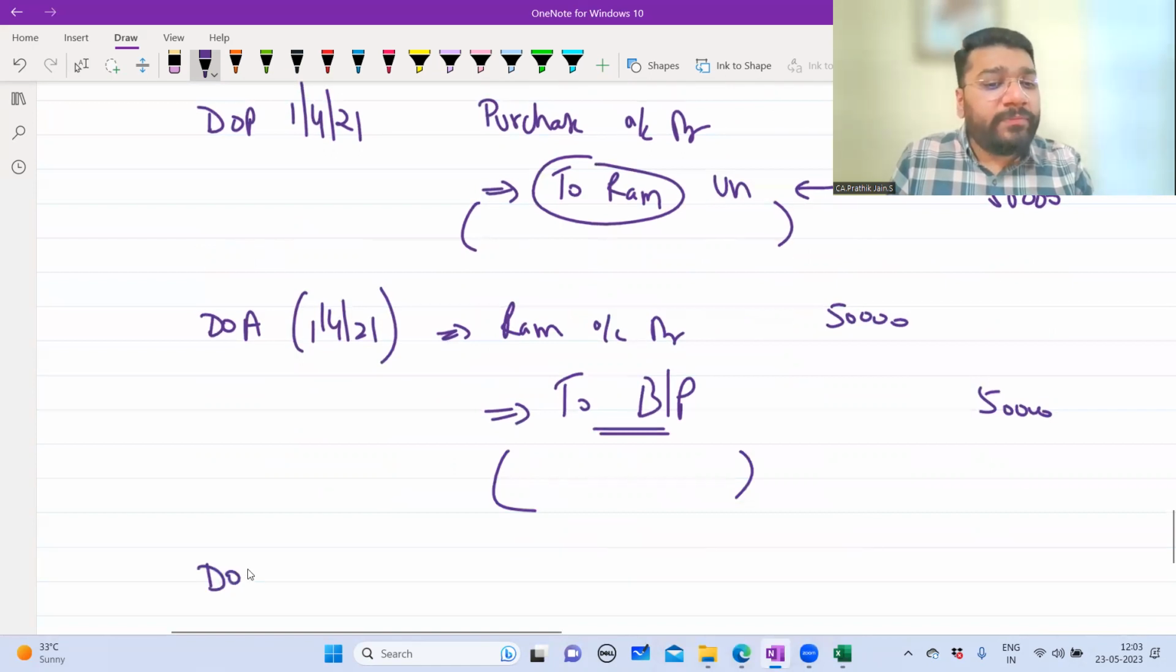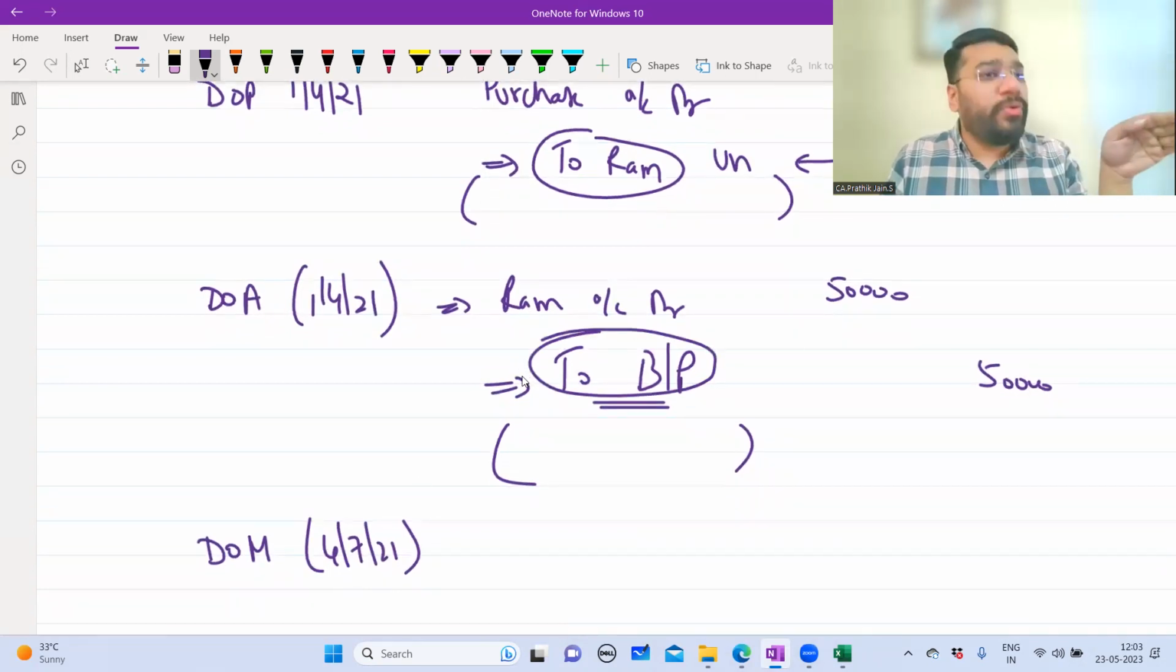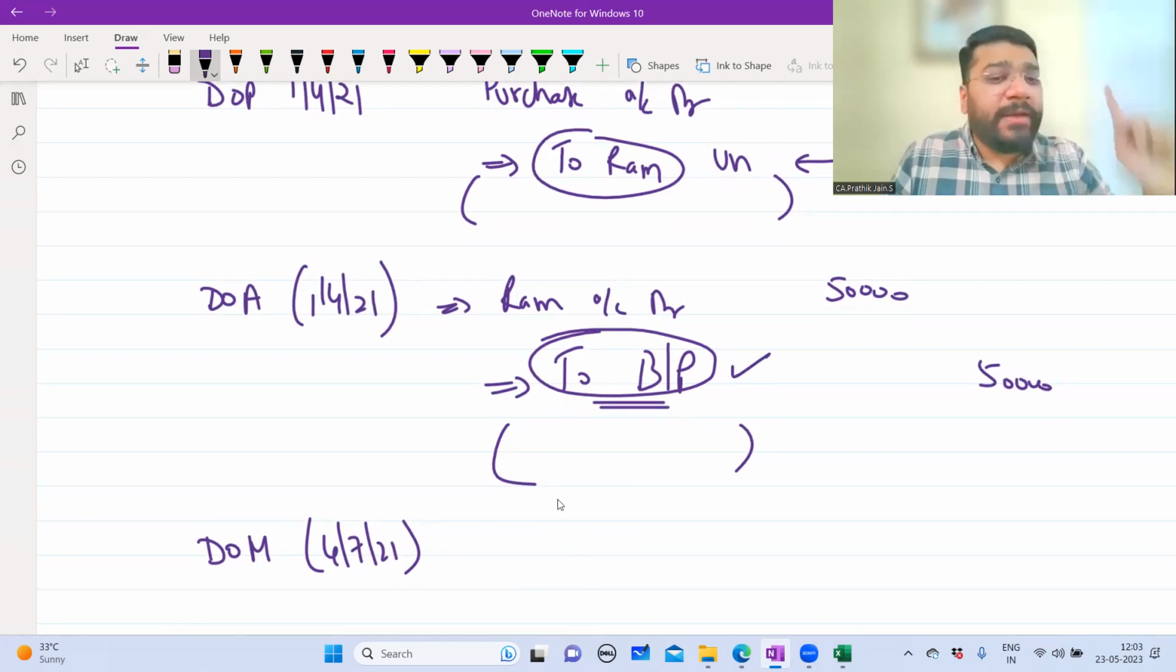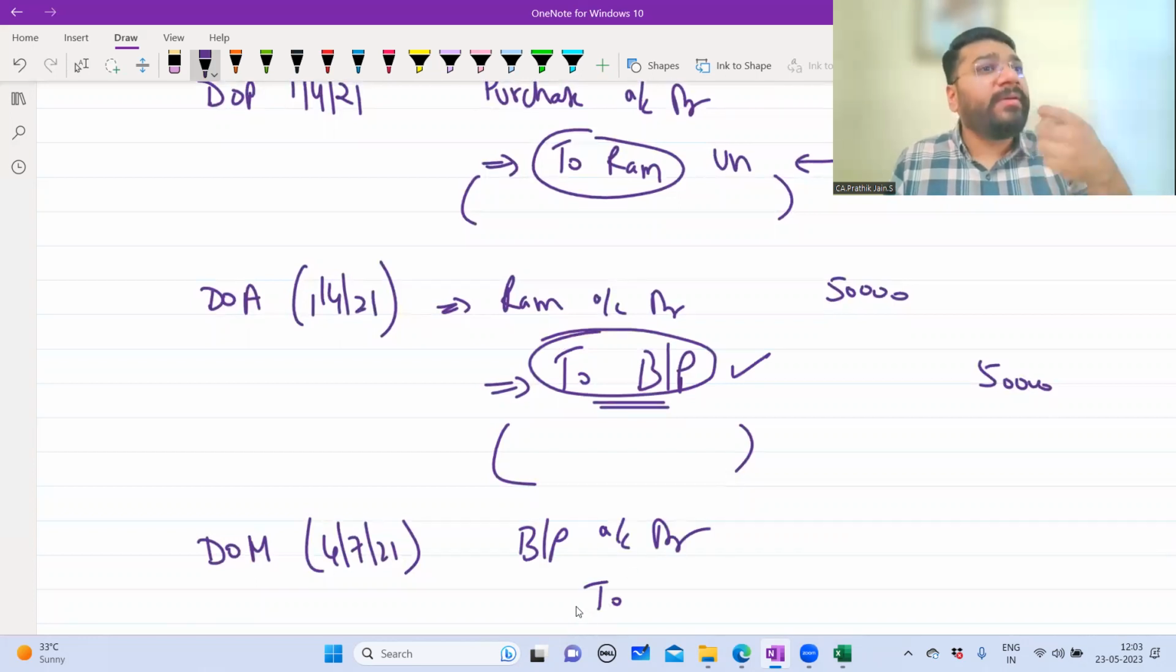And on the date of maturity, which is 4 July 2021, guys, the bill liability is being closed. When the liability is closed, what do we do? Liability is currently in credit. To close liability, we'll put it in debit. So bills payable account debit. And what are we doing? We are giving the cash.